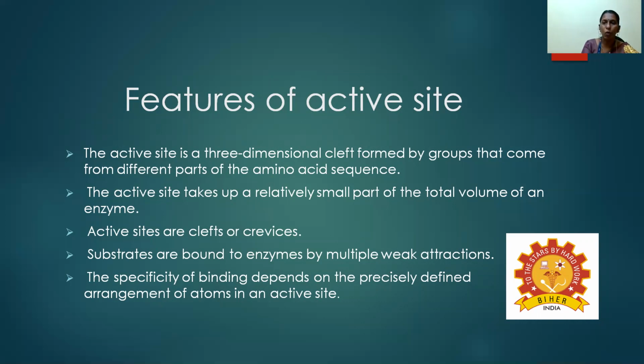The enzyme is not tightly bound to the substrate; it is loosely bound. The substrate is bound to the enzyme by multiple weak attractions, and only then is the substrate automatically detached from the enzyme. The next important point is specificity, because a unique feature of enzymes is that they have selectivity, specificity, and affinity. The specificity.